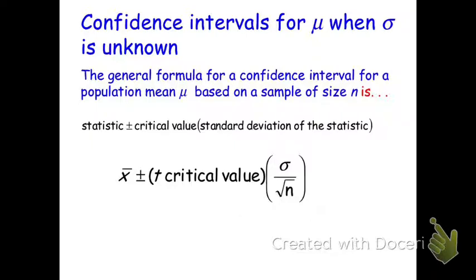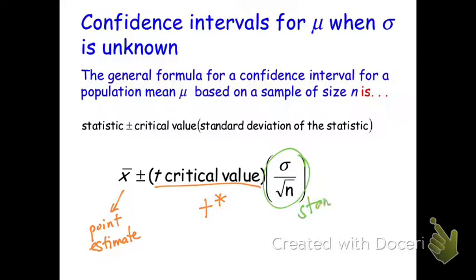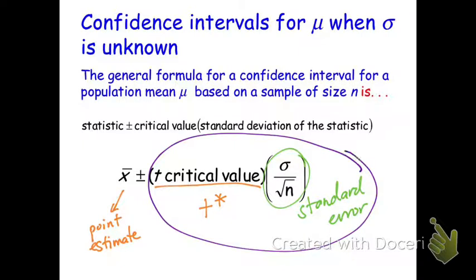This is the formula for confidence intervals. Here we have statistic, which is still our point estimate. We now have what we call a T critical value. We call that T star. So a T star now instead of Z. This right here is our standard error. And the whole thing is margin of error.